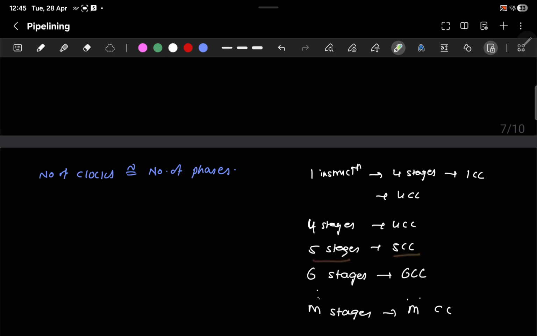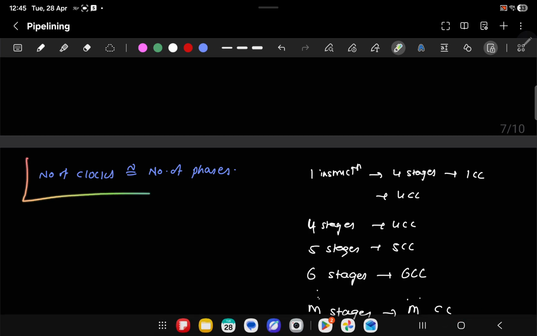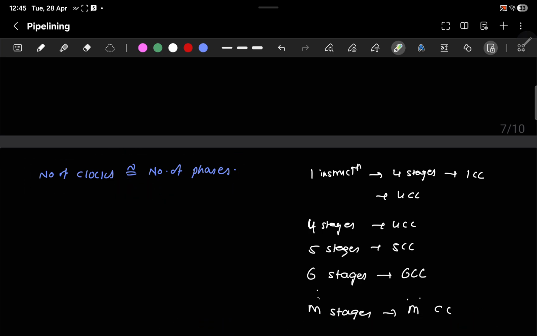One instruction has to go through 5 stages at the beginning, if there are 5 stages. Then if there are 6 stages, the first instruction has to go through 6 clock cycles. Like this, if there are m stages, then it will take m clock cycles. The first instruction has to go through all the m stages. So we can derive that the number of clock cycles is equivalent to the number of phases here. This is what you have to keep in mind while solving the problem.